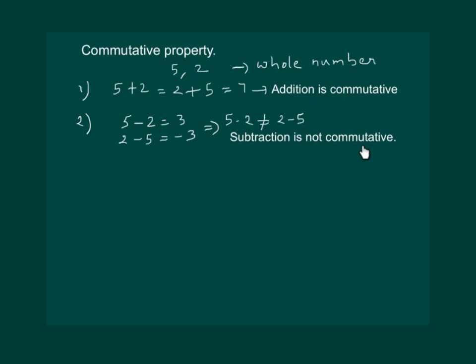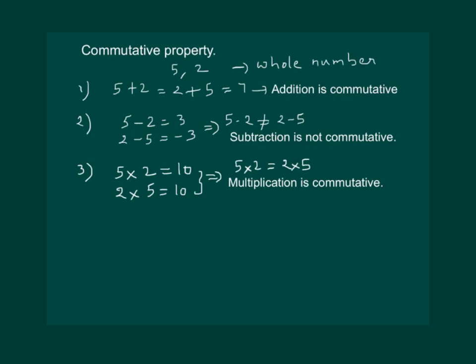Let us try multiplication. We know that 5 multiplied by 2 is 10 and 2 into 5 is also 10. This implies that 5 into 2 is equal to 2 into 5. Hence we can say multiplication is commutative.